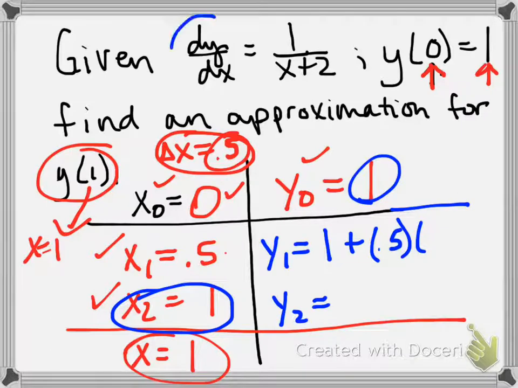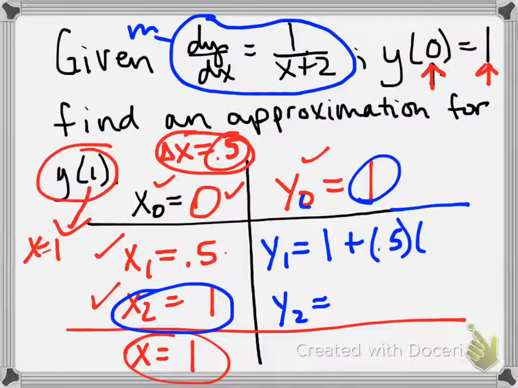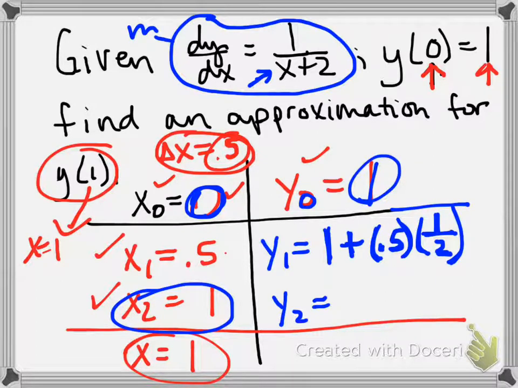So the previous slope, well, our slope is right here. dy/dx stands for slope, and it's 1 over x plus 2. So when y naught was 1, x naught was 0. So dy/dx is 1 over x plus 2 means 1 over 0 plus 2, because the previous x was 0, which is 1 over 2. And so we have the previous y value plus the delta x, the change in x, times the previous slope. So that is 1 plus 0.5 times a half, which is 0.5 times 0.5, which is 0.25. So y1 is 1.25. Okay?